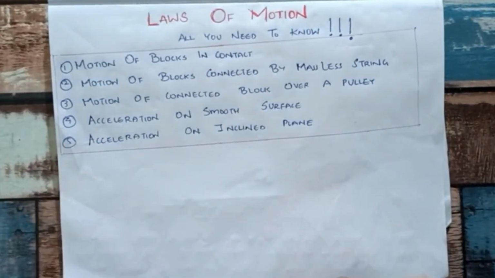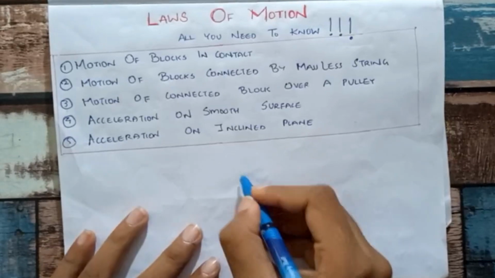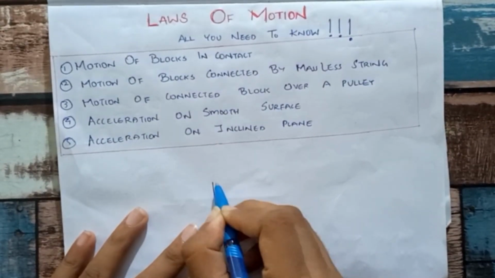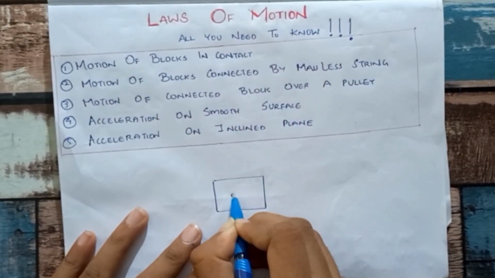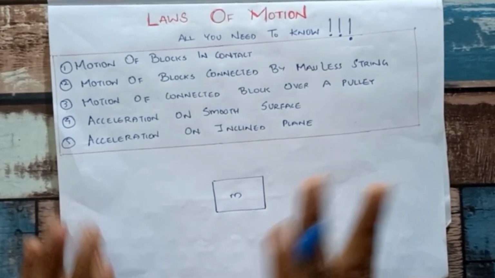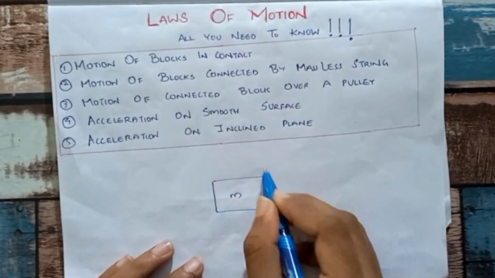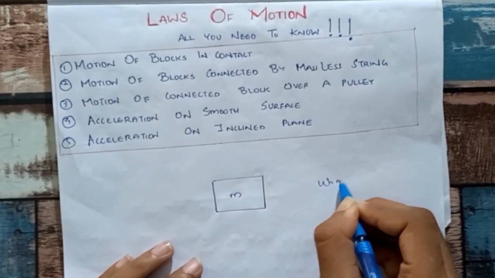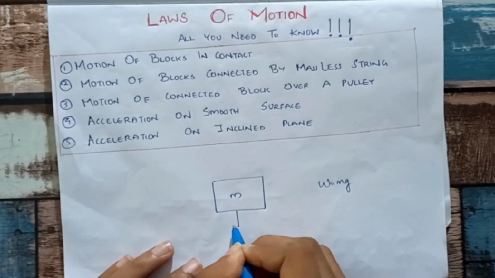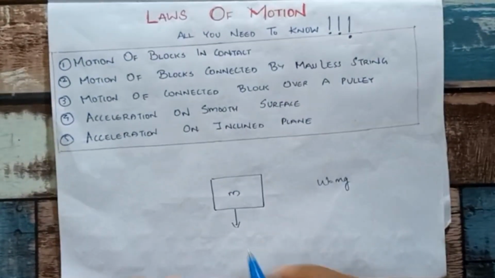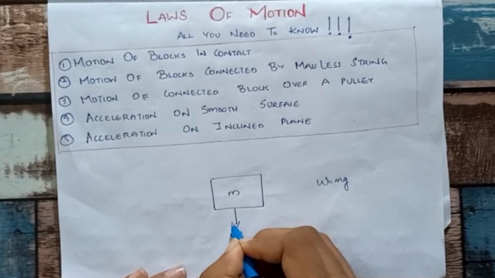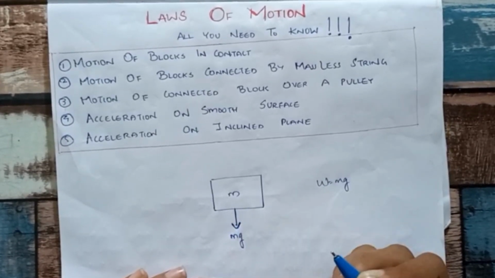So before that, you need to know the basic thing. Just imagine a free body with a mass m and it's at rest. Always and always, the weight is equal to mg, right? The weight will always be attracted towards the earth's surface, hence we should label it downwards, mg.